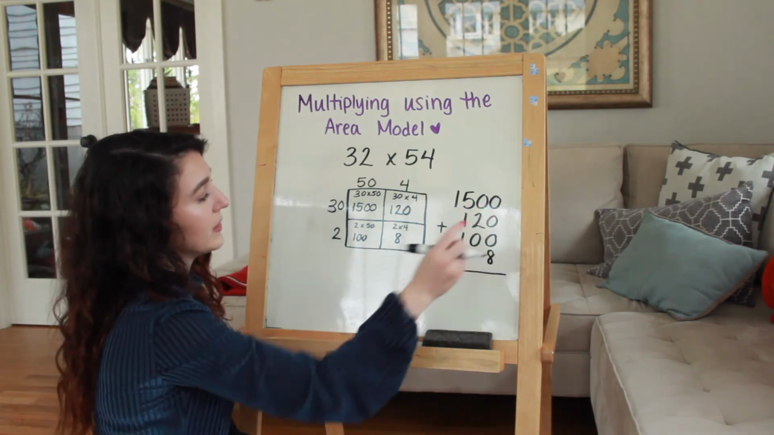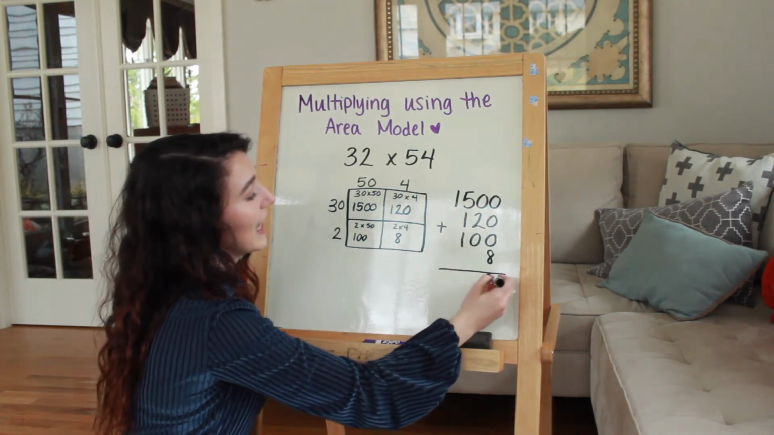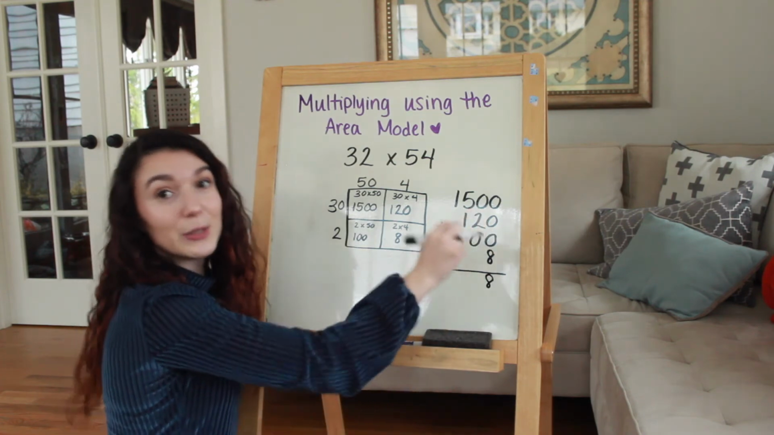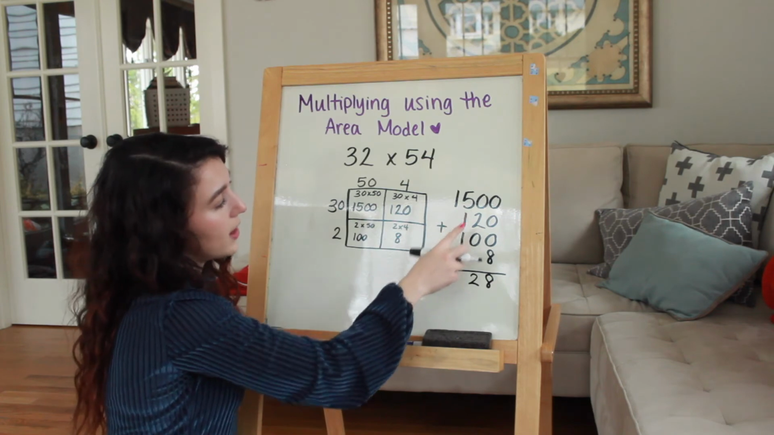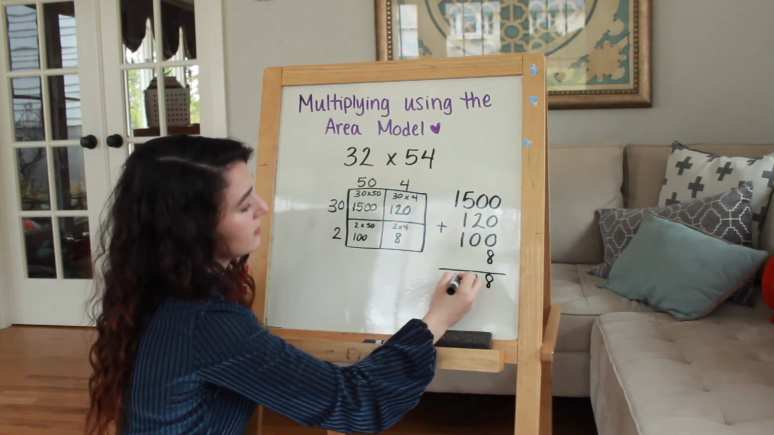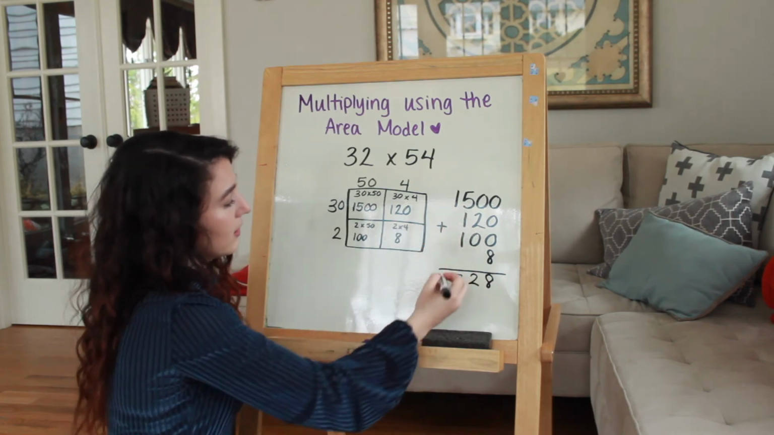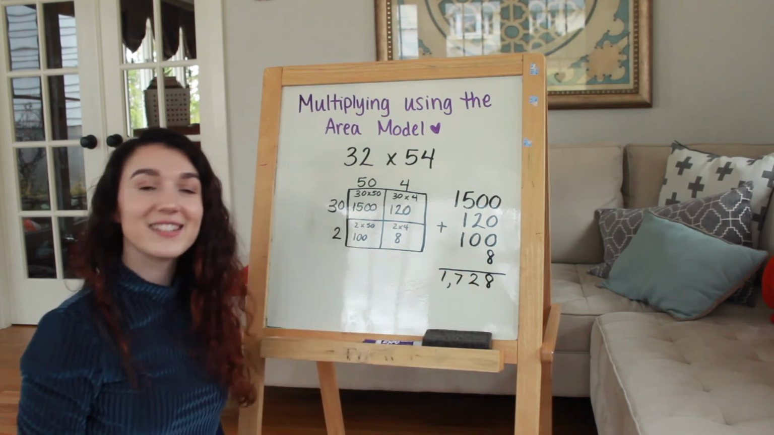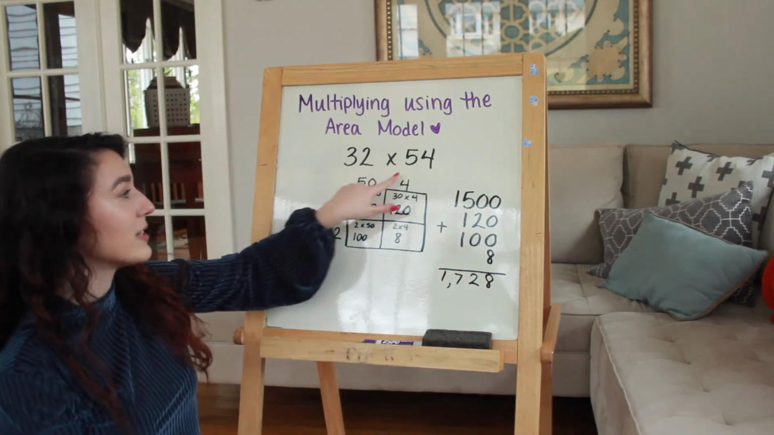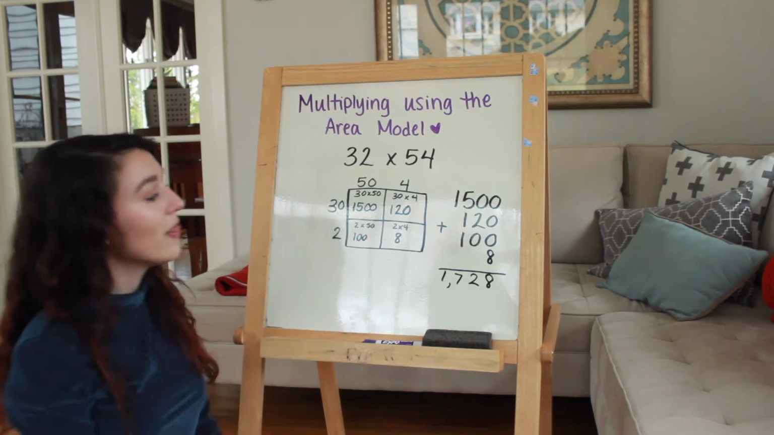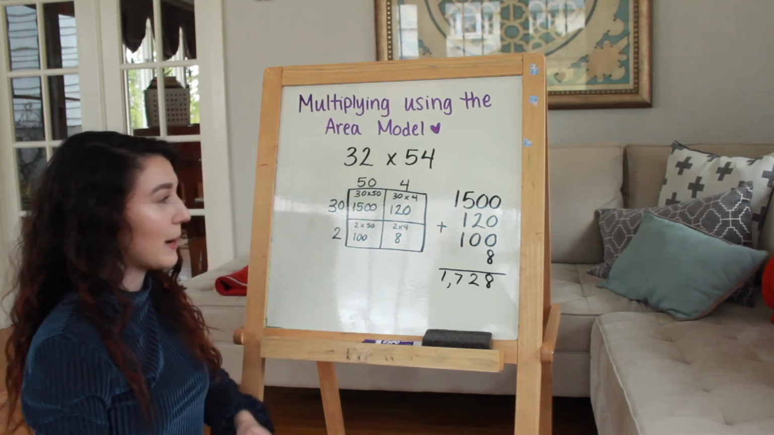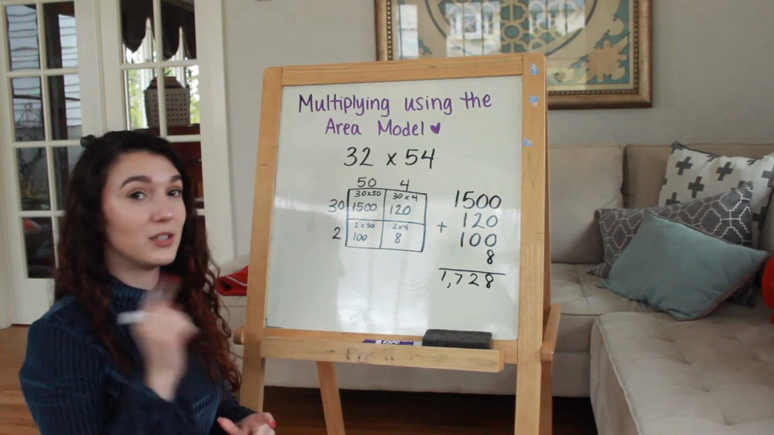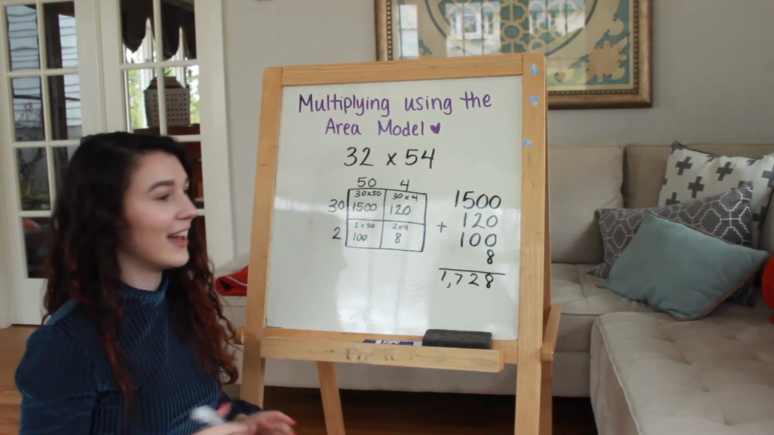0 plus 0 plus 0 plus 8 is 8. 0 plus 2 plus 0 is 2. 5 plus 1 plus 1 is 7. 1. Perfect. So I know that 32 times 54 is 1,728. Wow, big number. Let's do one more 2-digit by 2-digit, and then we'll call this a day.